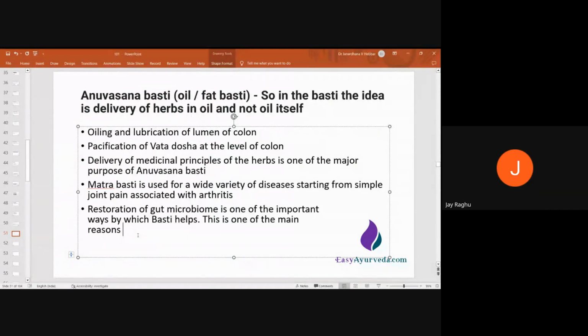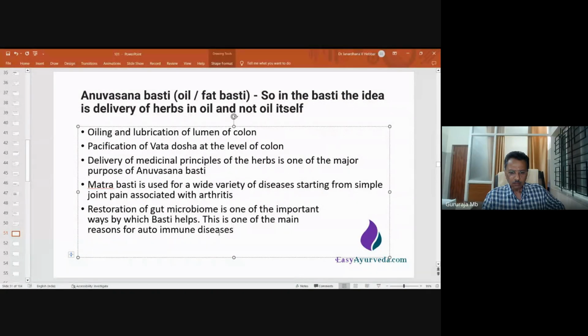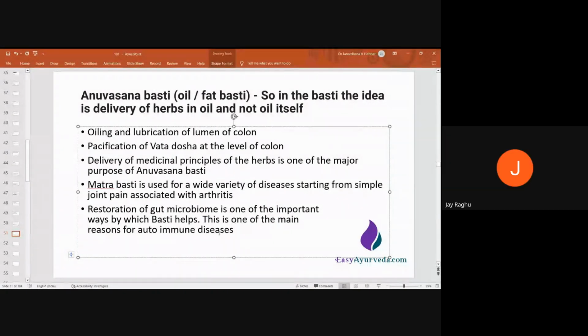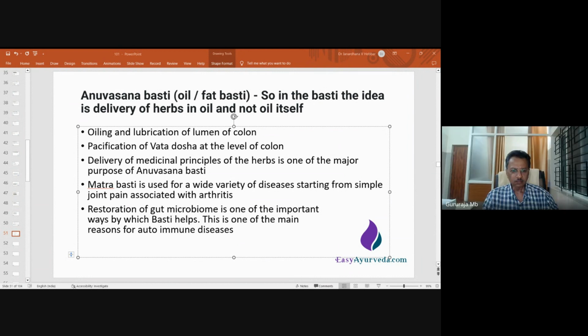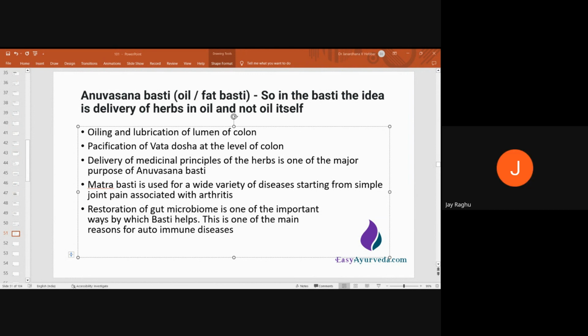But what I'm trying to really understand here is, say, if we have this 30 ml of Matra Basti that has all the herbs in it, how much of it is absorbed or how much is left out is very difficult to gauge. But what I want to know is how much is really giving so much relief. So what is it? The herbal component in that, because the oil seems to be too less.